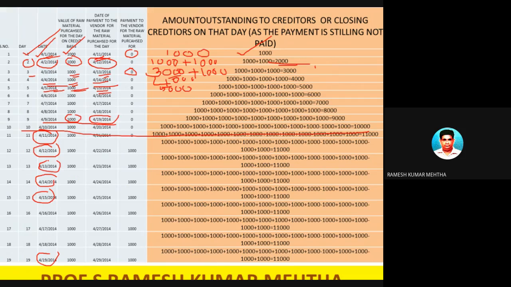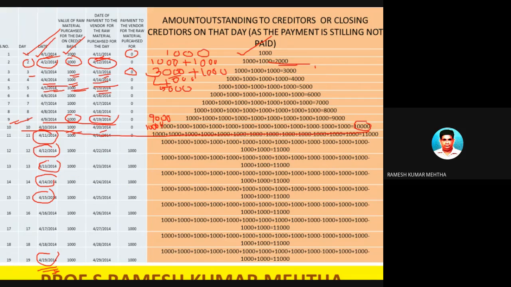So until so far, how much gets accumulated? Now 9,000 rupees, because we have not made a single payment till the ninth day's purchase on credit basis. On the 10th day, again I am purchasing 1,000 rupees worth of raw material on credit basis from the creditor. The payment will be made on 20th April. Now the amount outstanding to the creditors is 10,000 rupees.